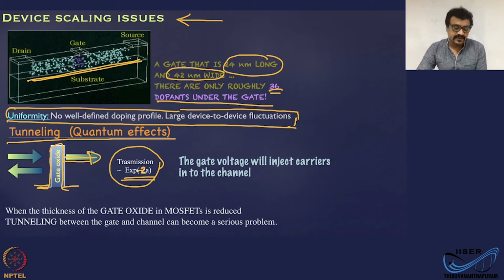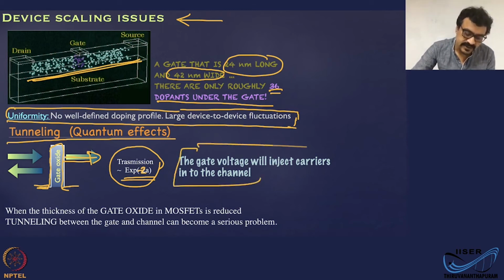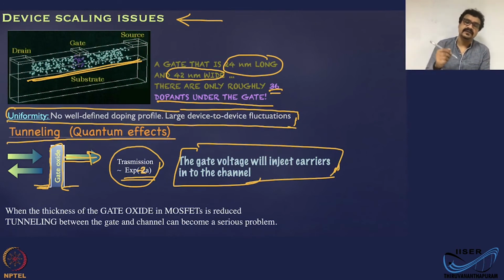Now, that is one way. The second thing is, when you reduce the gate oxide to be really thin, you can also have the gate injecting carriers into the channel by quantum mechanical tunneling. This is not related to a non-uniform gate oxide or gate insulator where the carriers leak into the channel. This is a quantum phenomenon that I am mentioning here. Okay. So tunneling is an interesting but serious problem which has its origin in quantum mechanics when you reduce the size.